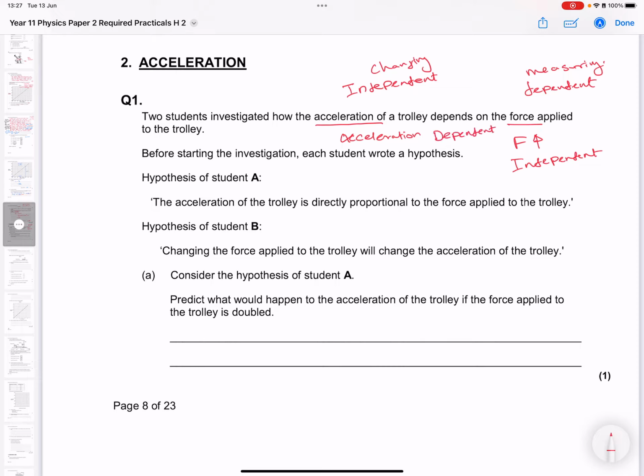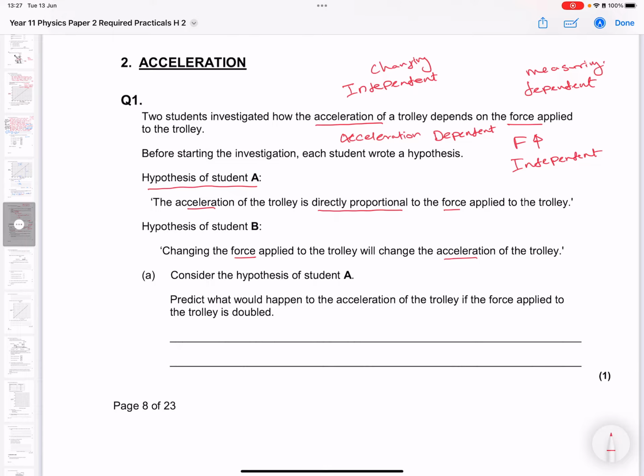So before starting the investigation, each student wrote a hypothesis. So before they are finding out what is the actual relationship between acceleration and force, they are writing a hypothesis, making a logical conclusion statement. Student A says acceleration of the trolley is directly proportional to the force applied. Student B says changing the force applied to the trolley will change the acceleration of the trolley.